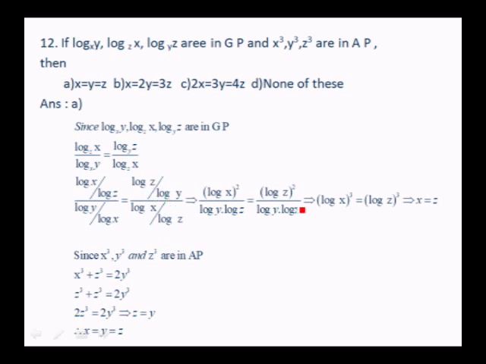If you just simplify that one, you get log x whole square over log y into log z is equal to log z whole square over log y into log x, which implies log x whole cube is equal to log z whole cube. So log x whole cube is log z whole cube means x equals z. Since x cube, y cube, z cube are also given to be in AP, x cube plus z cube is 2y cube, but you know that x is equal to z, so z cube plus z cube is equal to 2y cube, or 2z cube is 2y cube, or z equals y, so that x equals y equals z. The option is A. So, you obtain x equals y equals z.